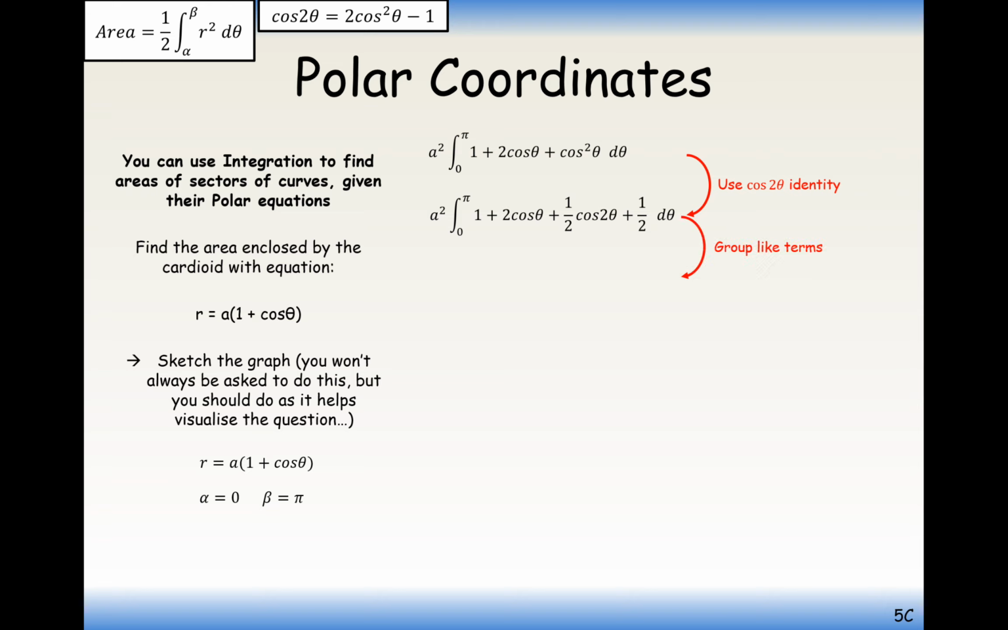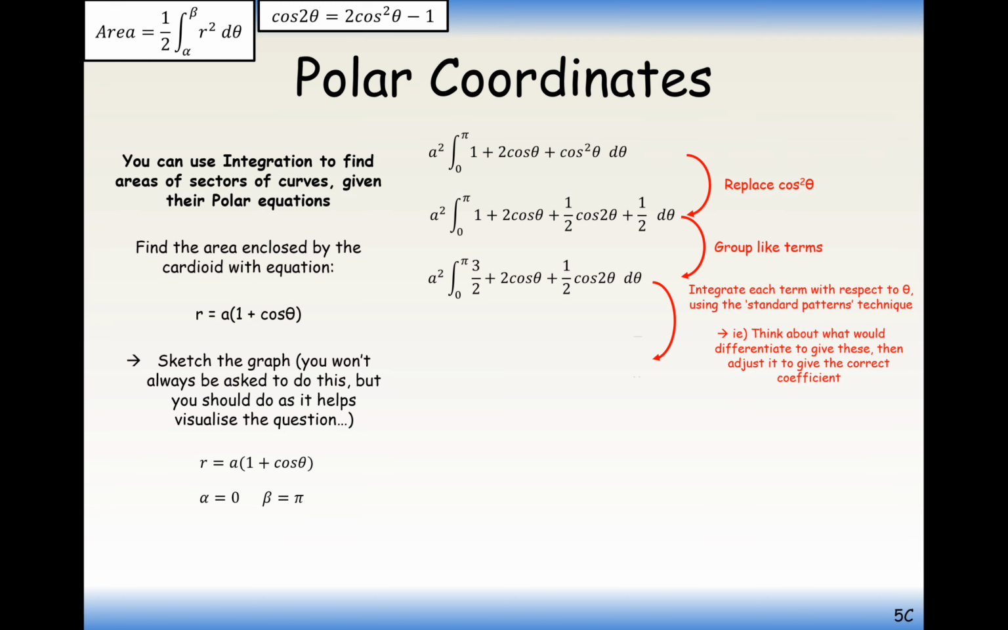Okay, so once cos squared has been replaced, now it's time to integrate. Before we do that, let's just tidy things up. So the 1 and the half will group together to give us 3 over 2. And now let's start integrating. So we open up a pair of brackets, and it's going to be bounded between pi and 0, so that needs to go on the front. 3/2 is just a number, so that integrated will just be that number times theta.